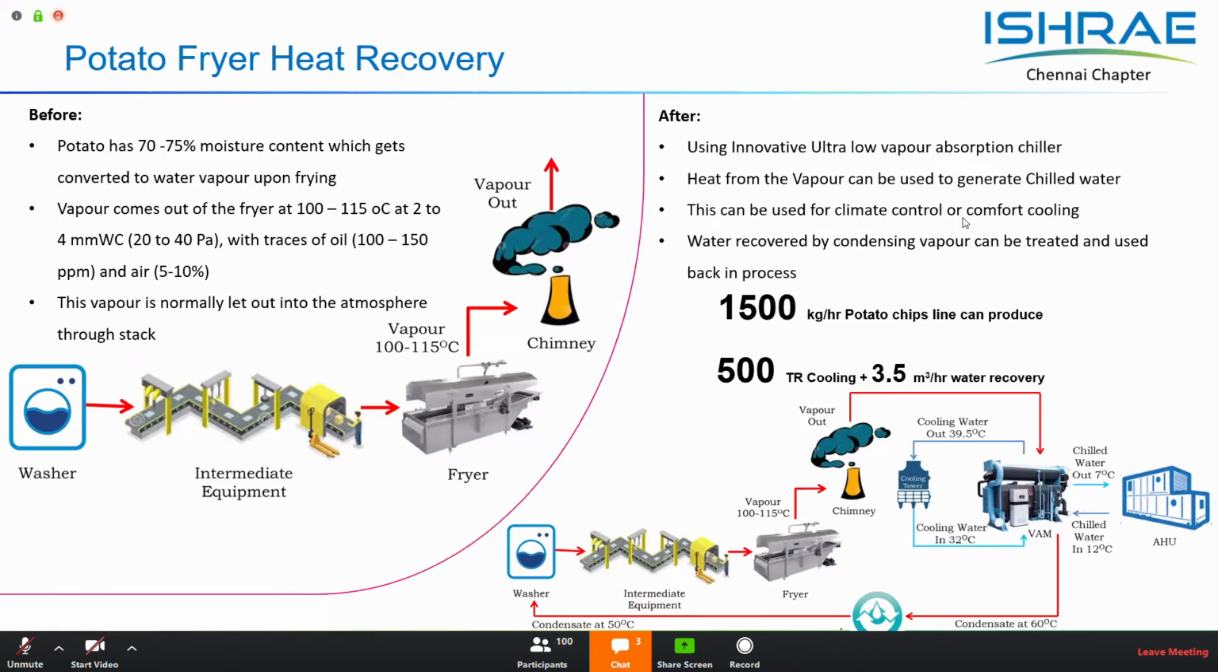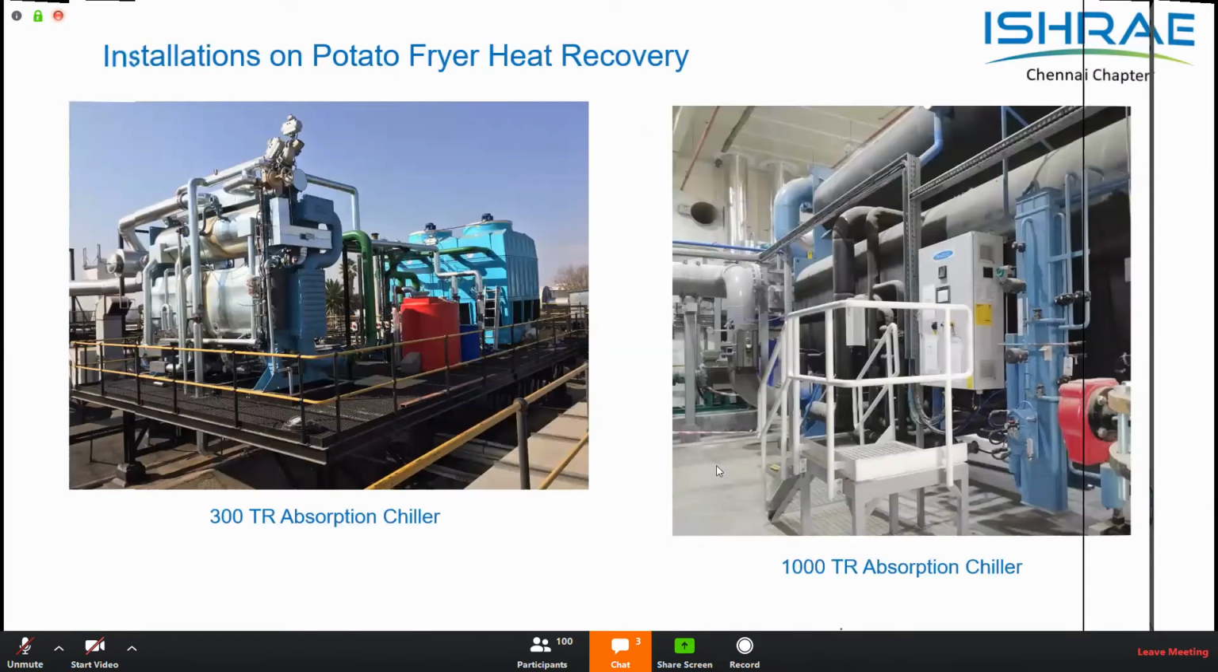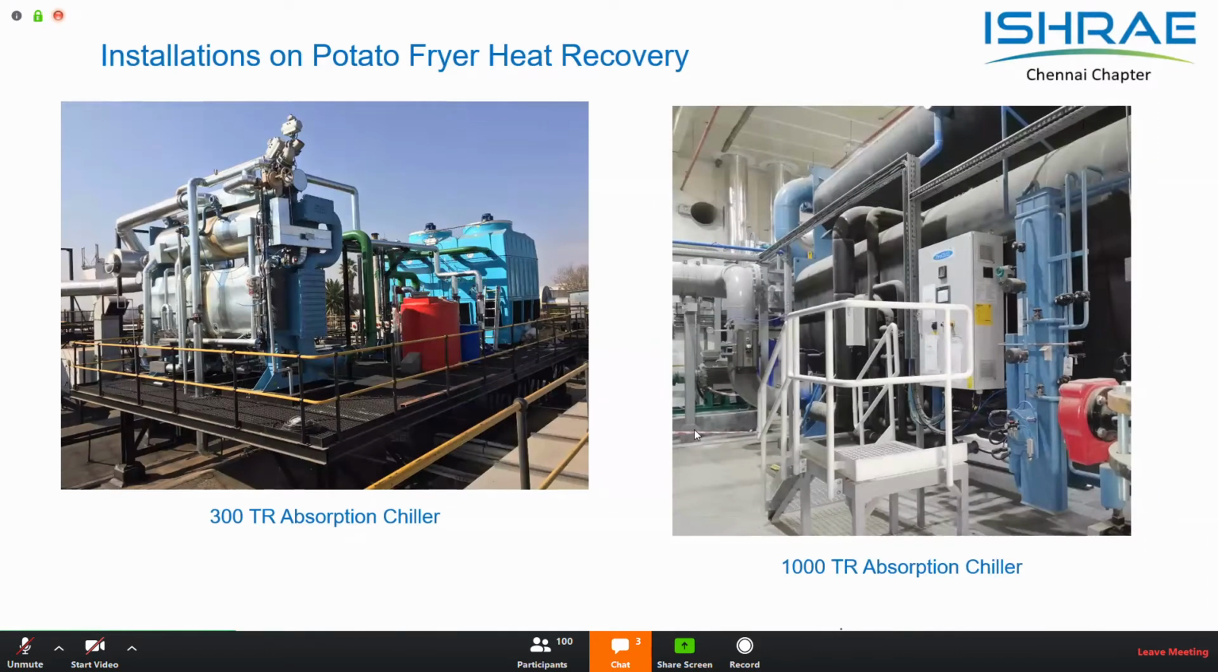To give a brief of this, when 1500 kgs of chips are produced, the potential of recovery is nearly 500 tons of cooling and 3.5 meter cube per hour of water. So that is a huge saving for the industry. And such installations have been operational for many years, and they are available in various capacities. These are finding traction in such heat recovery applications.